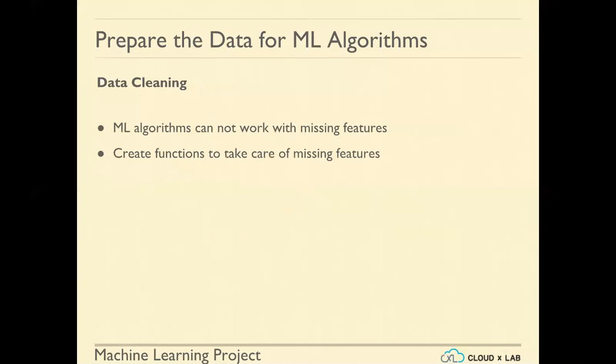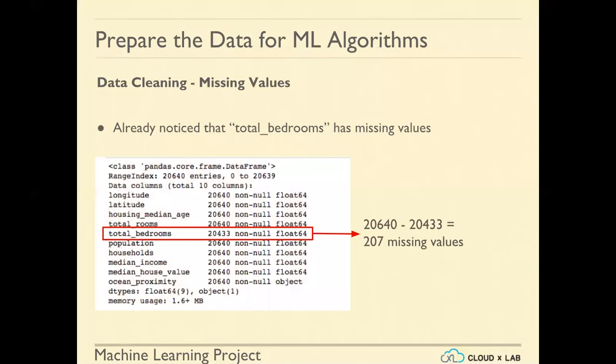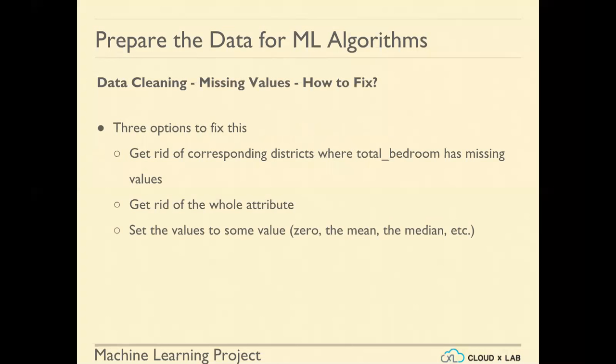Now, data cleaning. In every data set, there are some values that are always missing. So first of all, we create functions to take care of these missing values. For example, total bedrooms are fewer than other attributes. That means there are many values missing. 207 values are missing in this. So one option is to get rid of the corresponding rows, or get rid of the corresponding columns, otherwise we can fill them with some default value like 1, 2, 3, or some median or 0 or something. So those are the 3 strategies.